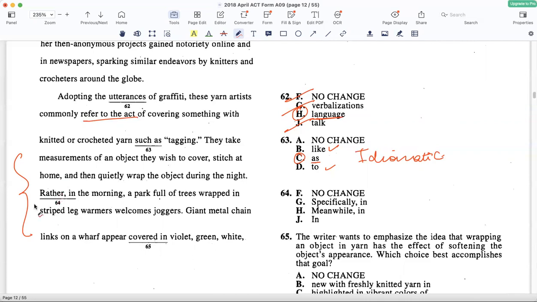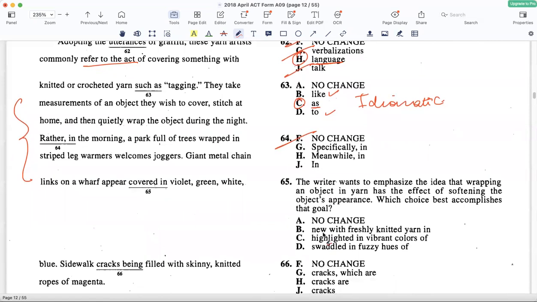So this rather doesn't make sense here because rather indicates contrast and there is no contrast. I'm simply saying that in the morning when joggers come to the park, they could find trees wrapped in striped leg warmers. So F doesn't make sense. Specifically makes it sound that I'm only focusing on this sentence. But if you look at the next one, it says giant metal chain links on a wharf appear, and sidewalk cracks are filled with skinny. So I'm giving examples of how tagging is done by knitters.